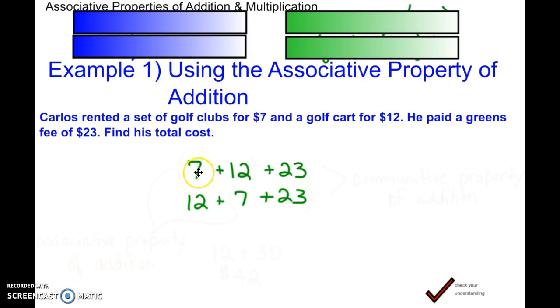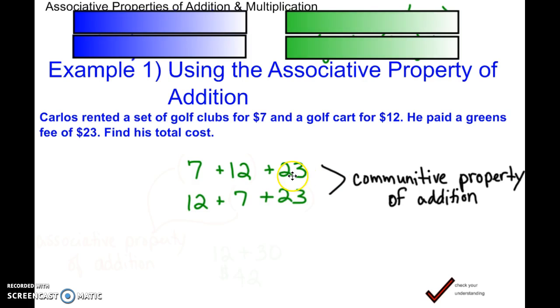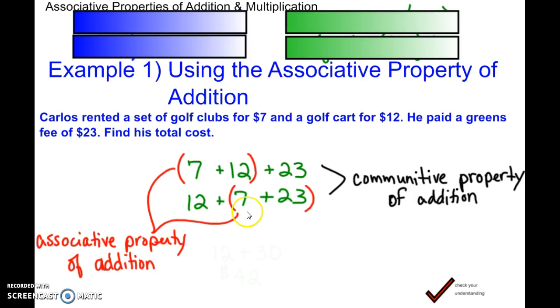So what I'm going to do is notice that 7 and 23 is a much faster addition. So I'm going to switch the 7 and the 12's positions. That's called using the commutative property of addition. Then if I look at this line, I notice that the 12 and 7 are still first. Well, I don't want them to be first. I want them to be second. So up here, I really had parentheses around there. Now I'm moving the parentheses, which is called the associative property of addition. Then from here, I can do 7 plus 23 is 30, and then 12 plus 30 is $42.